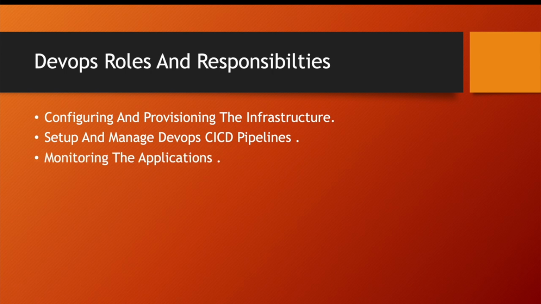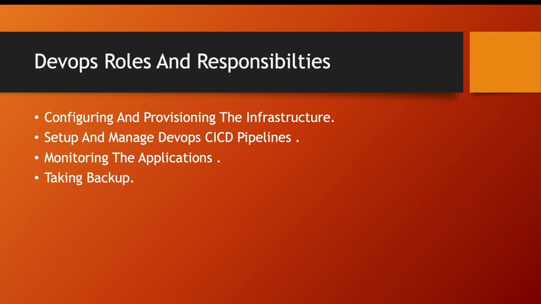Third is monitoring the applications. Once you have deployed the online book application onto a server, it's your responsibility to monitor that application so that it is accessible to the customer. So we use tools like Prometheus for monitoring.